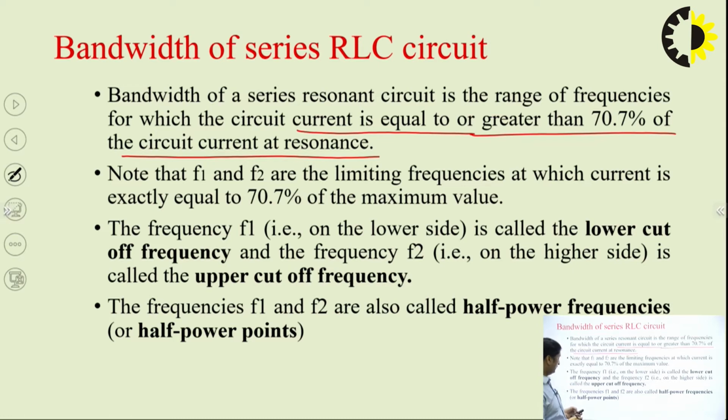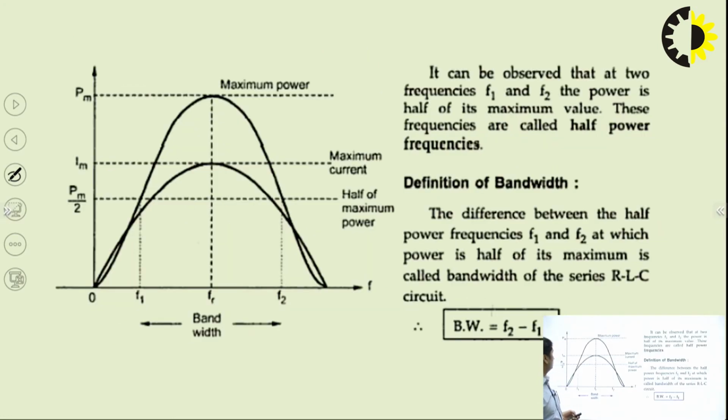Let us see this graph. Suppose this is the maximum value of current, called Imax, and 70.7% is almost 1 upon root 2. So 1 upon root 2 means 0.707 times the maximum value of current. At this value of current, we can find the power actually.